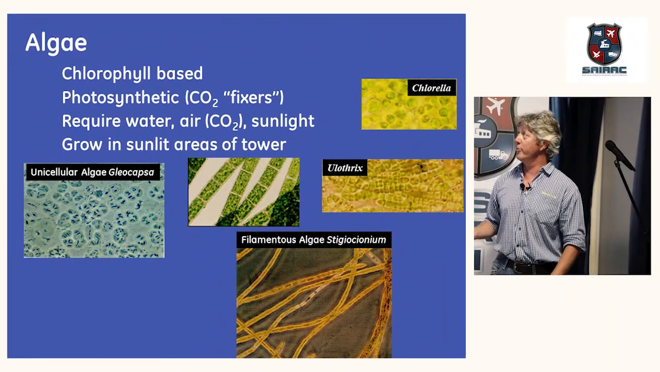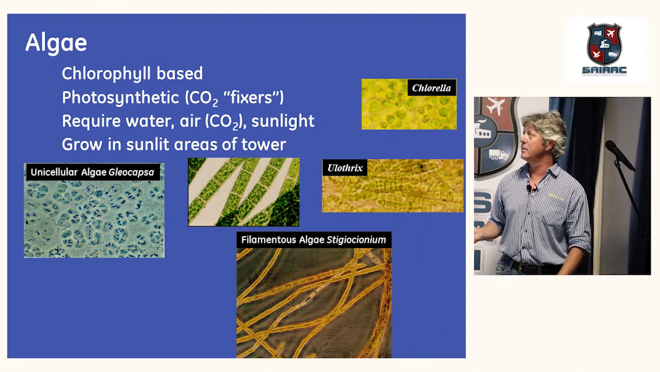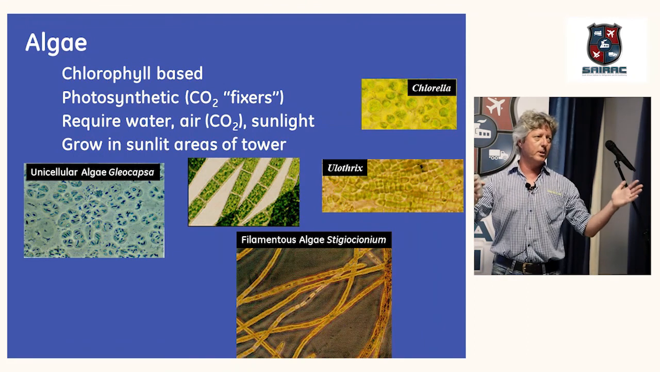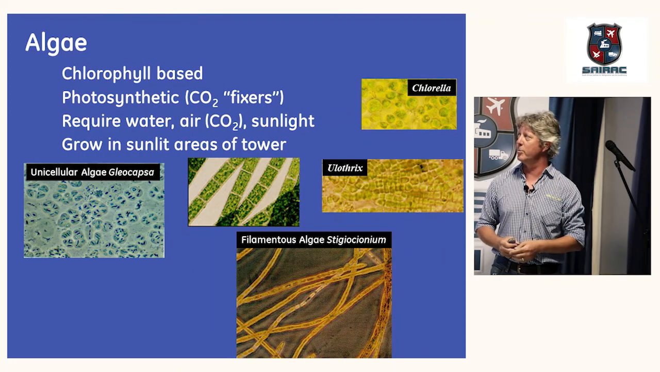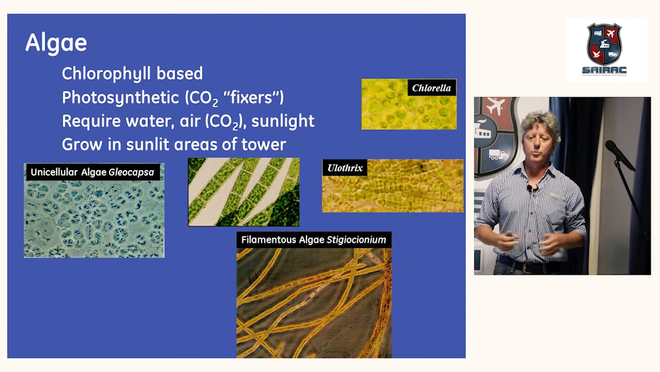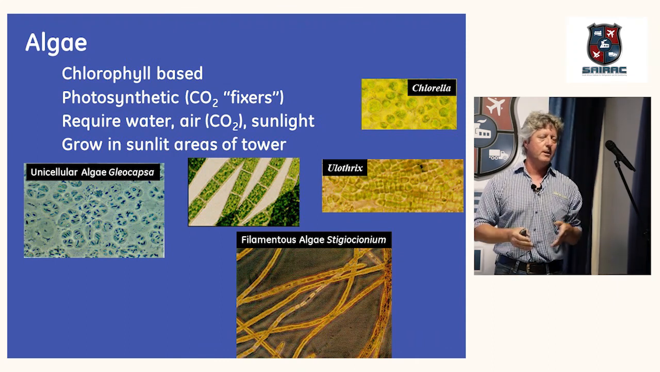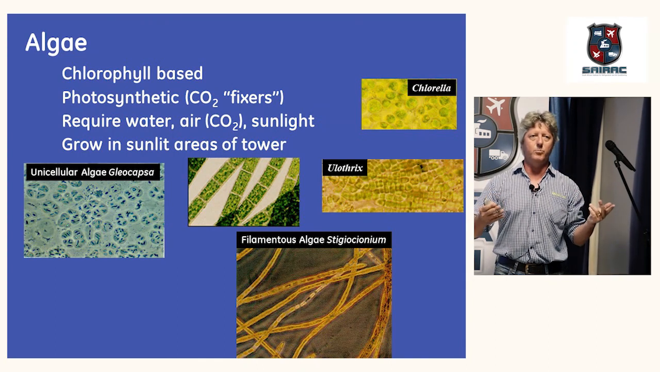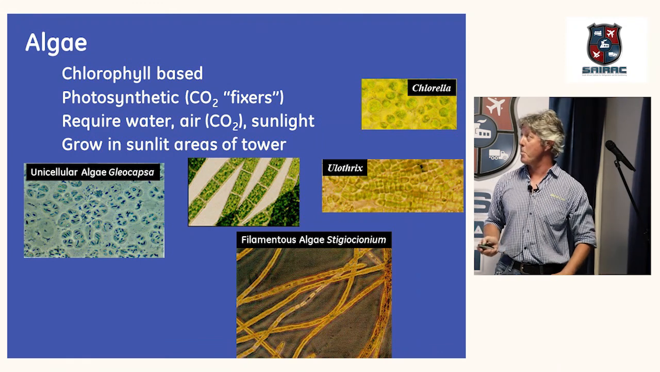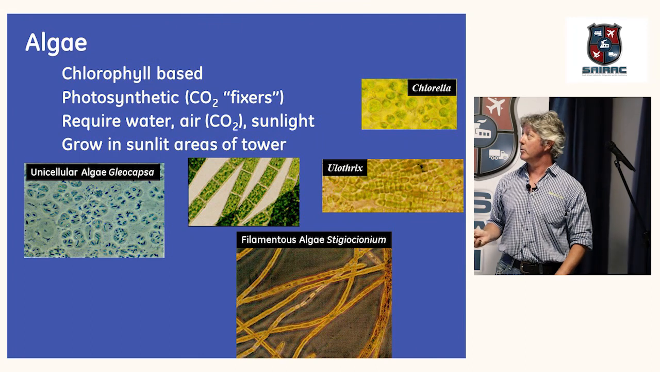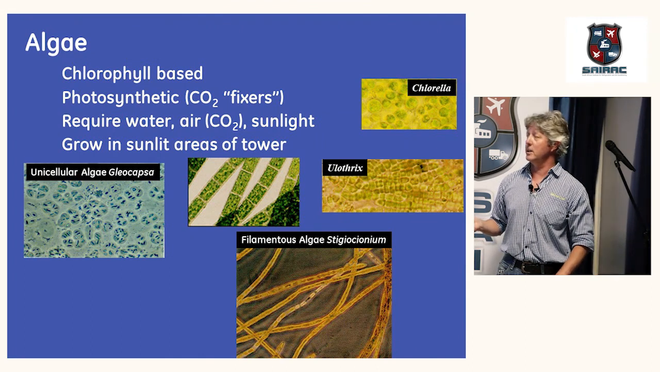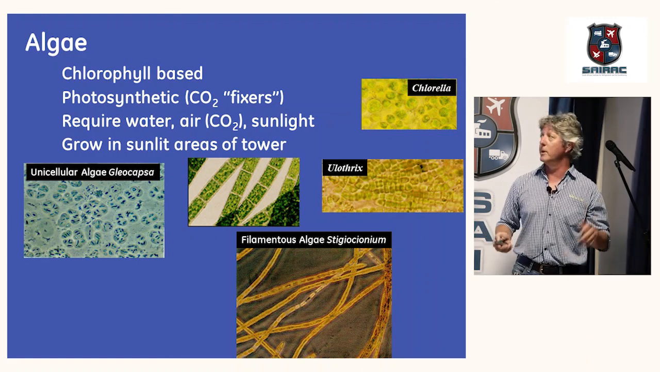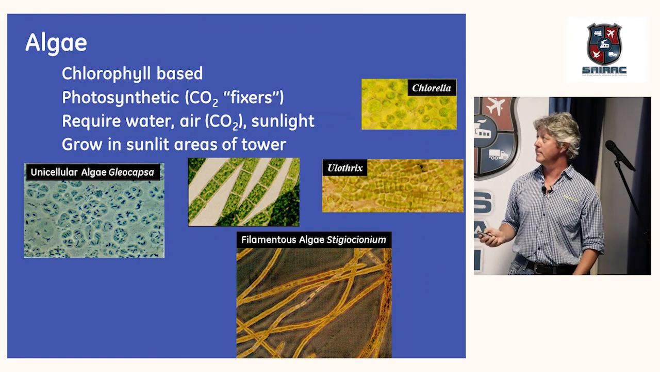Algae, chlorophyll-based, is relatively easy to get rid of. Normally, if you have a cooling tower in a building with little sunshine, this should not be a problem. Also, normally, if you have a good water treatment regimen in place, any splash that takes place, if that is done correctly with the correct biocides, it should take care of your algae. Water, air, and sunlight. So that's what I'm saying. If you reduce the sunlight, the problem will be minimized. Different types of algae.